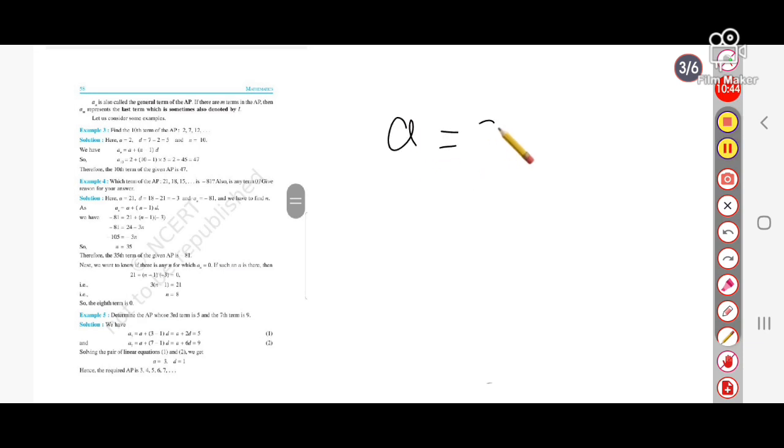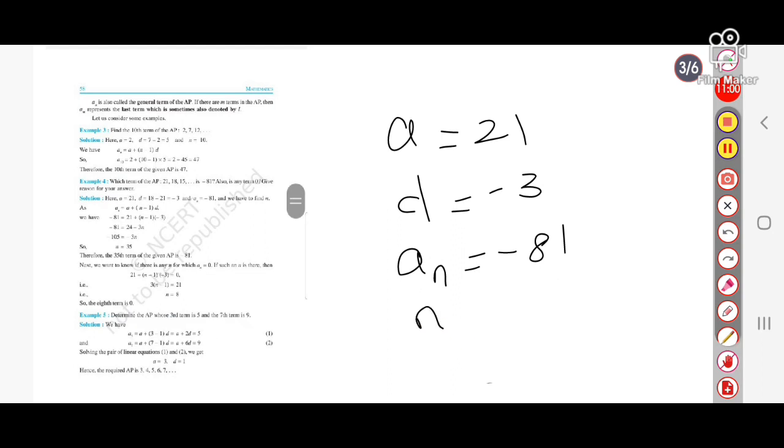a equal to 21. The common difference, when we calculate, we get minus 3, and the end result which they are asking is minus 81. They are asking whether this minus 81 will come in the sequence. So if so, what's the value? So we need to find the n. Say for example, if they didn't ask what the value is, and they are only asking whether it comes or not, you just need to find the value of n.